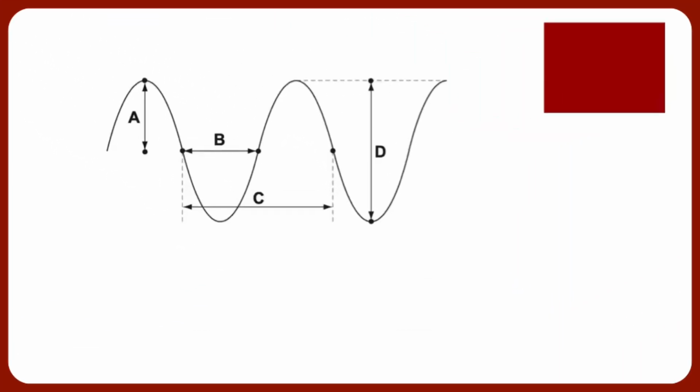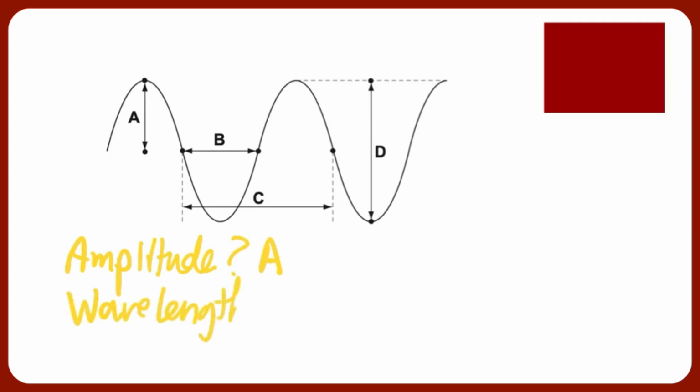Take a look at this diagram. First, can you tell me what is the amplitude? That's letter A. And what about the wavelength? That would be C.